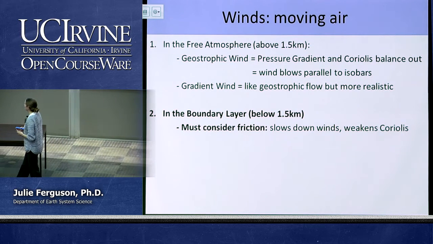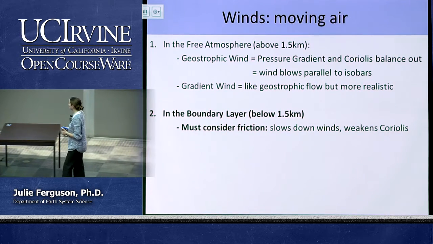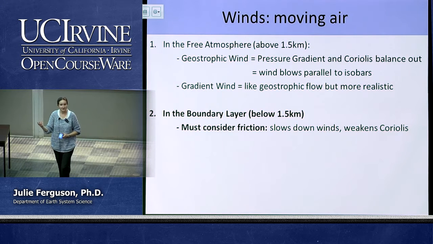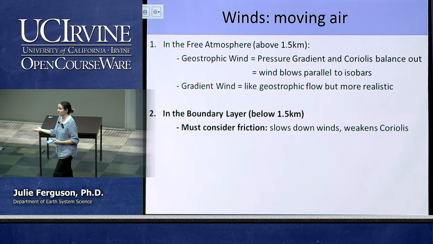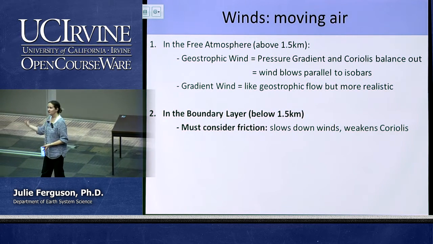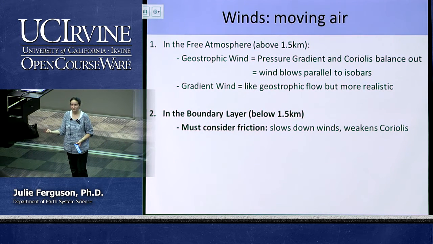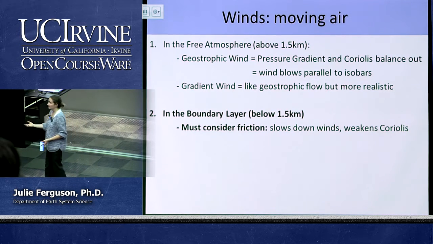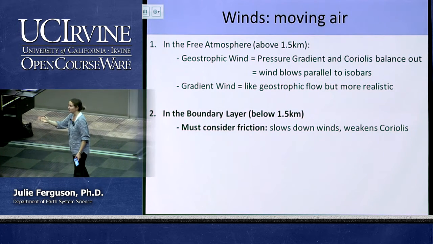So now let's think about what happens in the boundary layer. In this layer it gets a little bit more complicated because we have to take into account our third factor: friction. What is friction going to do to the speed of my wind? It's going to slow it down. What is slowing down my wind going to do to the amount of Coriolis force that my wind feels? It's going to be weaker. That Coriolis force is going to be weaker. So what do we have left that's going to win out, basically?